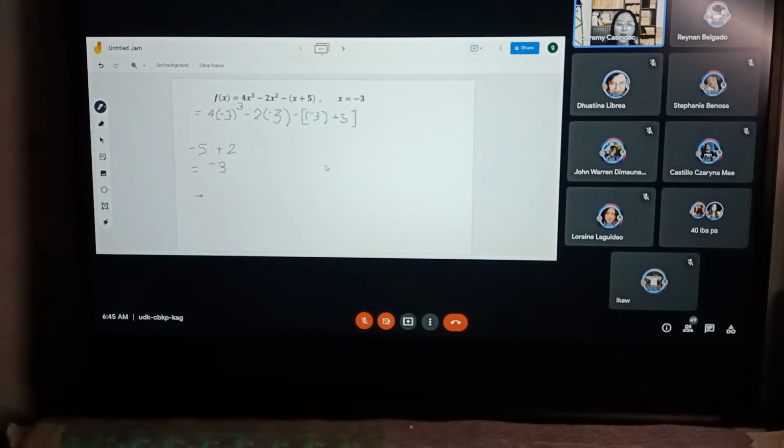We have negative 5 plus negative 2. What is the sum? 7. 7 ba? Negative 7. Negative 7, that's correct.